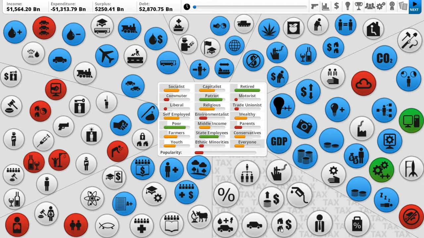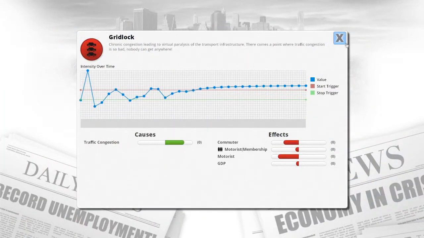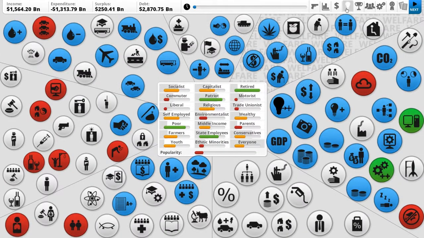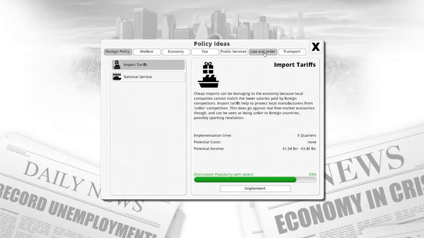So what I'm gonna do is, also, not all of the government programs that our government actually does are in this game, and that's why it's inaccurately reflecting the expenditure, and that's why we have a surplus. So we have gridlock for some reason. So what I'm gonna do here is start the telecommuting initiative.